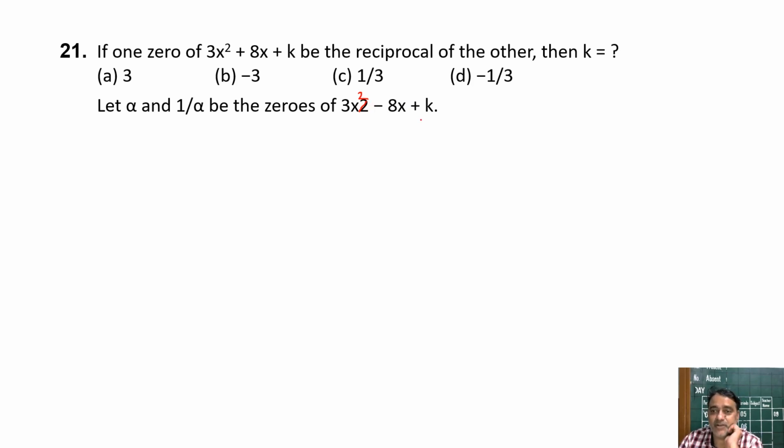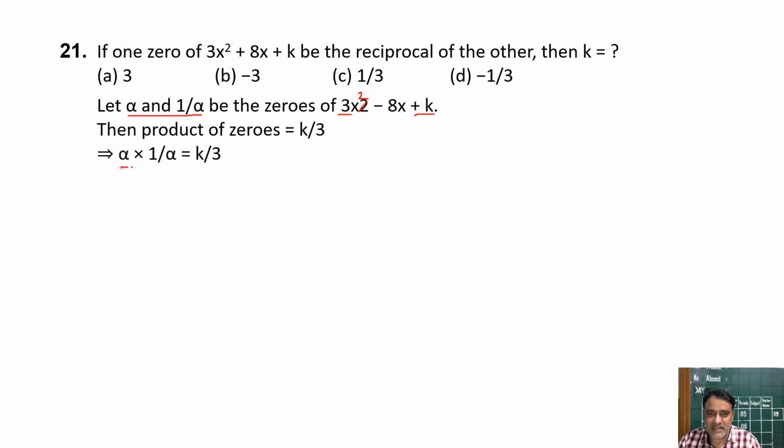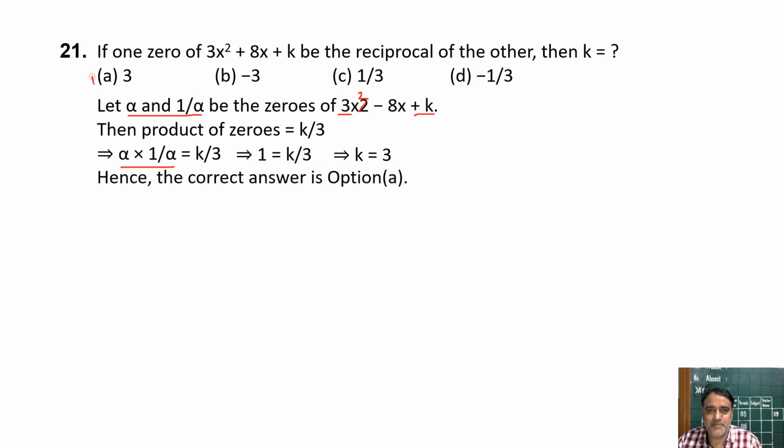So now what is the product of zeros here? C by a. So what you will get? K by 3. So product of zeros is k by 3. And the zeros are also alpha and 1 upon alpha. So we will multiply these two. Alpha into 1 upon alpha is equal to k by 3. So what is alpha into 1 upon alpha? 1. Right. So 1 is equal to k by 3. So k is equal to 3. Very good. So which option is the correct one? Option A. Right.